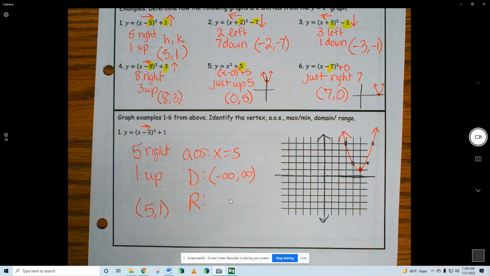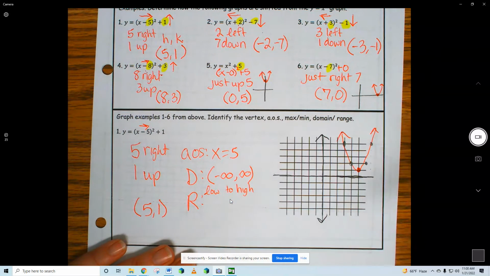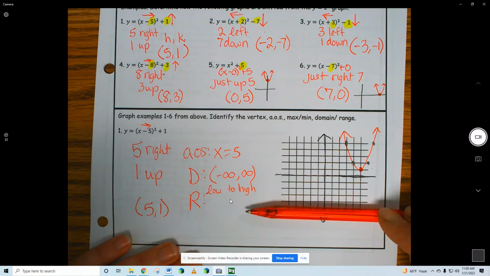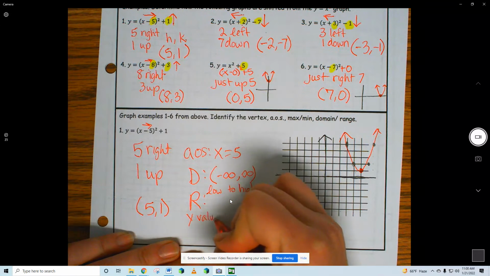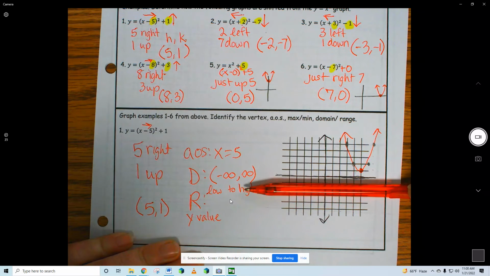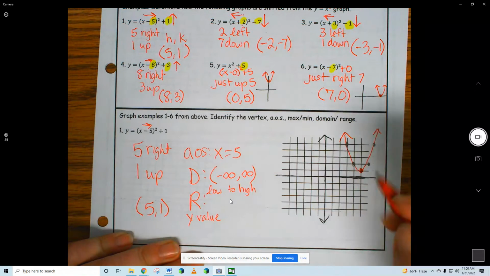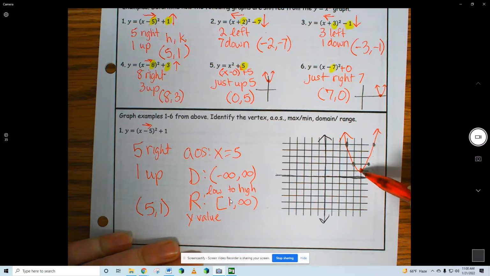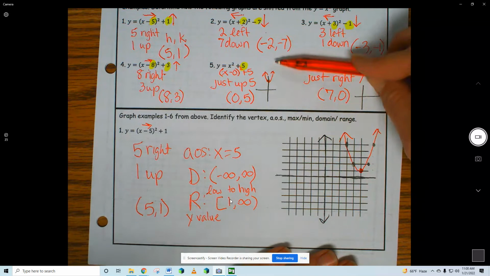The range. Remember that's low to high? By the way, my range is going to be my y value. Where does it start? It's not here. It starts at 1. It touches 1. Bracket 1, comma, and then up forever. It's a solid circle at 1, and then it goes up, infinity.